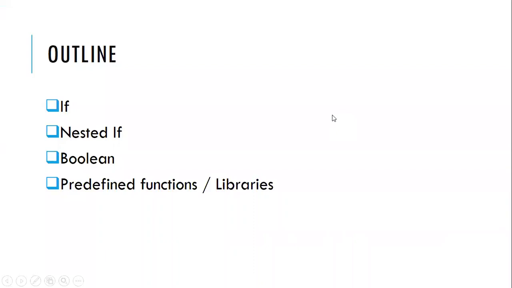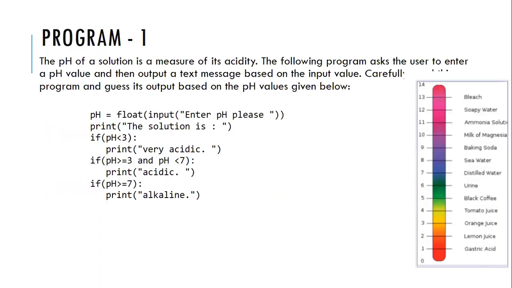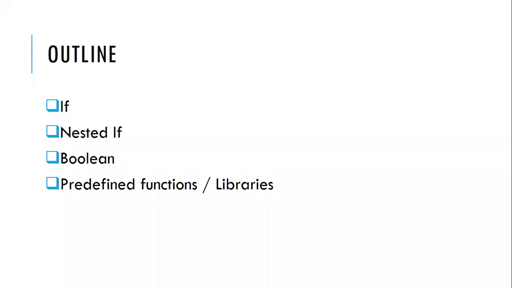Inshallah, today we learn about if statement, a little more about nested if, and how we can use Boolean data type. And I'll introduce some of the predefined functions or libraries in both of the programming languages, C++ and Python. So this is one of the programs that I would like you to do so that we get a good idea about using if and Boolean data type in our programs.